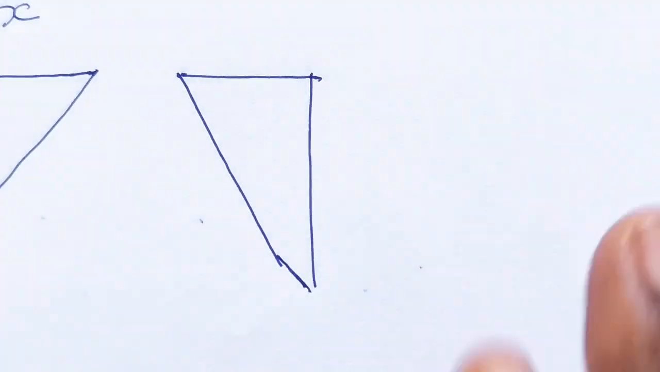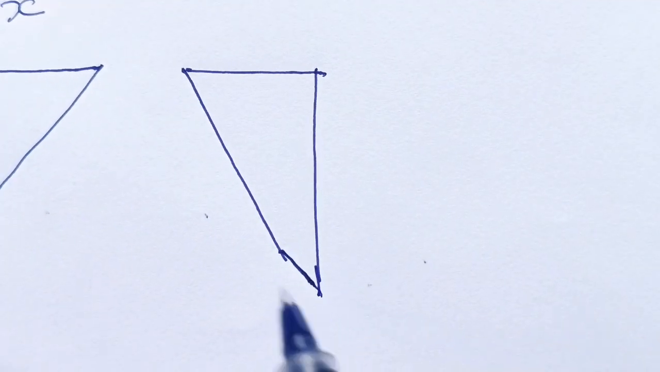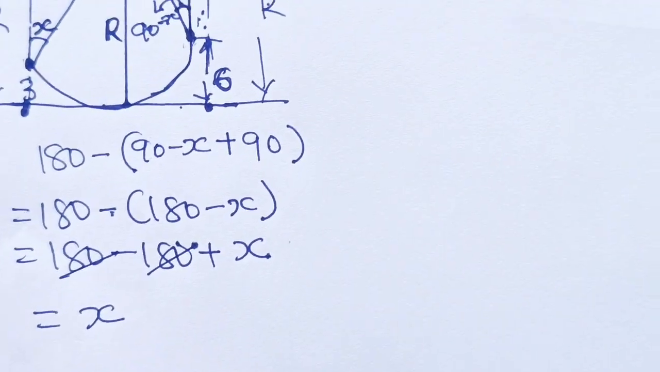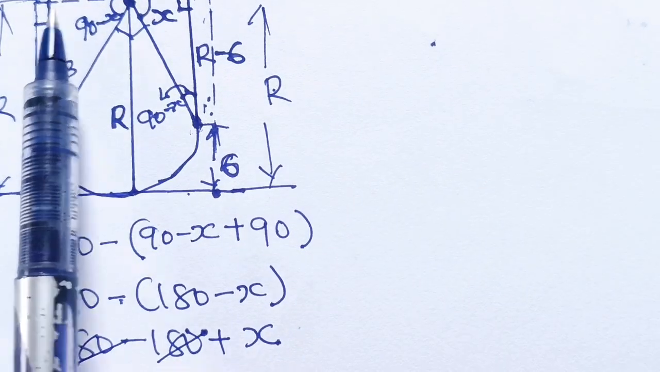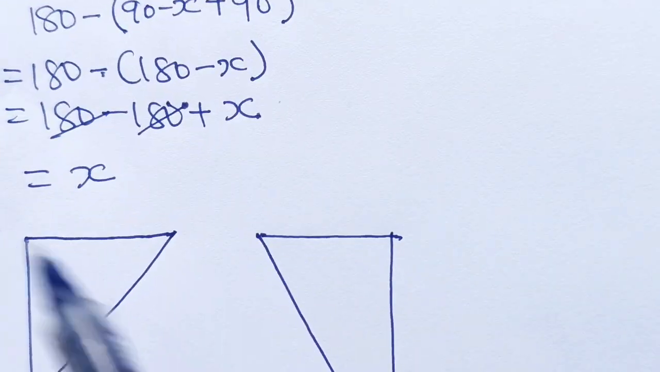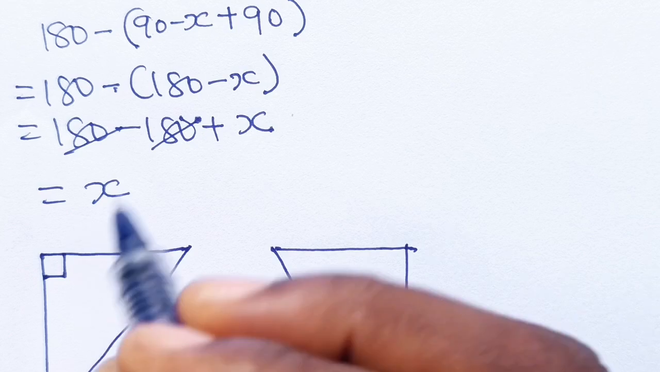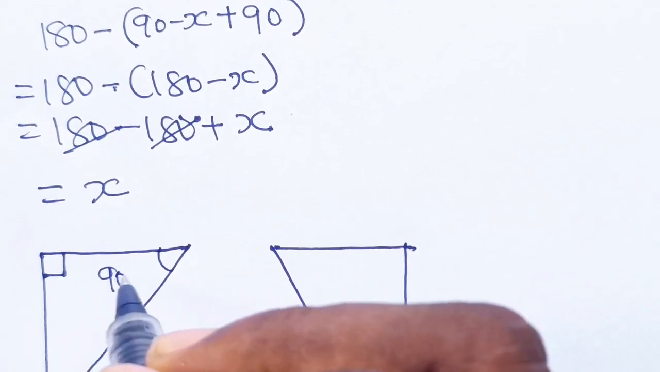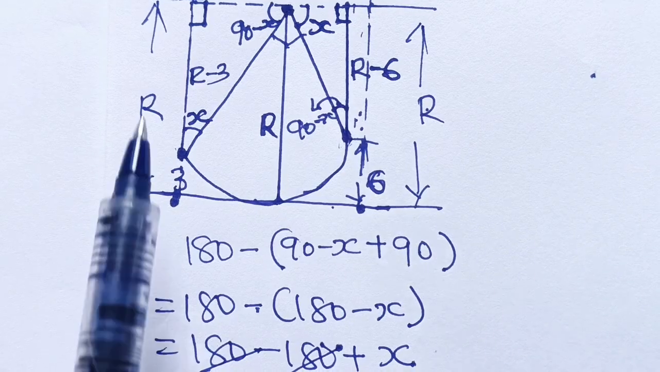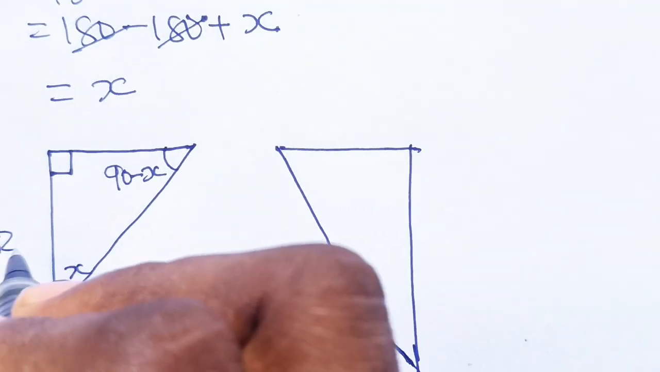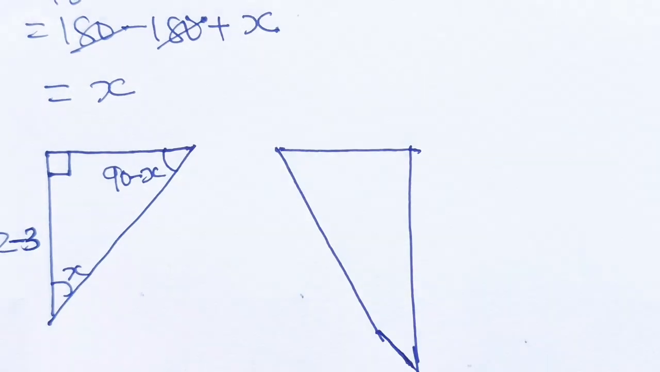Pardon my drawing. All right, now this is what we have. From here we have our 90 degrees to be this, 90 minus x and x. So let me write it. This is 90 degrees, this is 90 minus x, and this is x. Then here the side is r minus 3. Okay, let's write that. So this place is r minus 3.